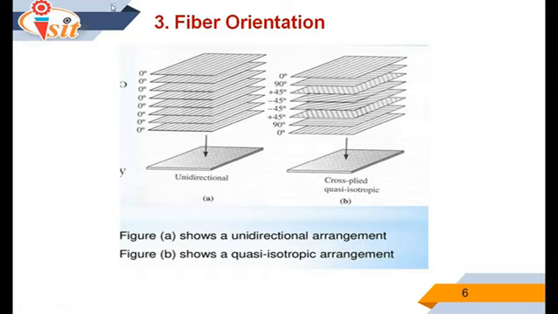In the last lecture we already saw that this single plate is called a lamina. So these all are laminas, and when we bond all those laminas together, they form the laminate. This is the difference between lamina and laminate. And the second case is called a cross-ply quasi-isotropic arrangement. So what is the meaning of quasi-isotropic and what is the meaning of unidirectional? I think it is clear to you now.